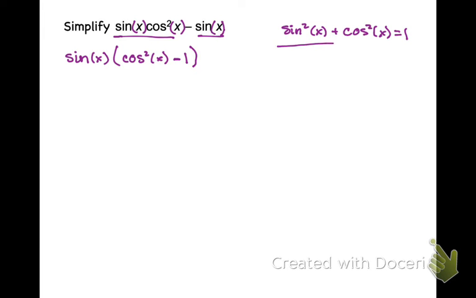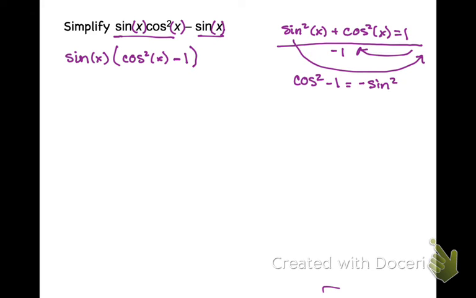Well, looking at this Pythagorean identity, could I make this into cosine squared minus 1? Could I rearrange it to say cosine squared minus 1? Could I subtract this 1 over here? Yeah. And if I subtracted the 1 over here, what would I have to do with the sign? Subtract it over here. So I would get cosine squared minus 1 equals what? Negative sine squared. So what can I replace this with?